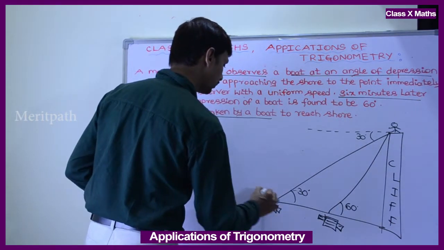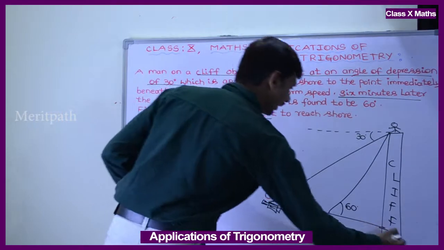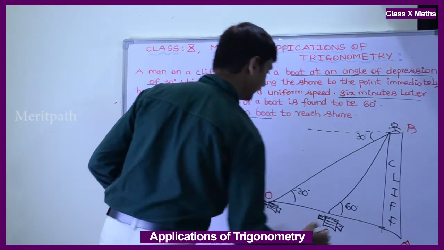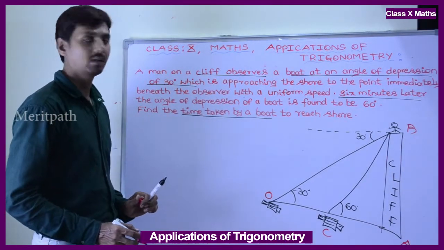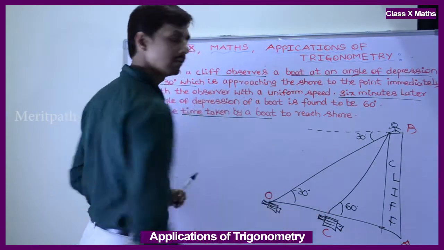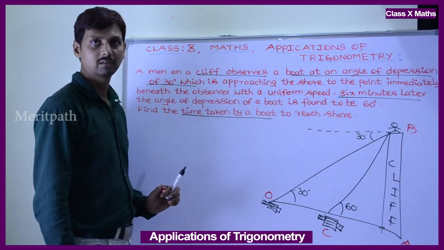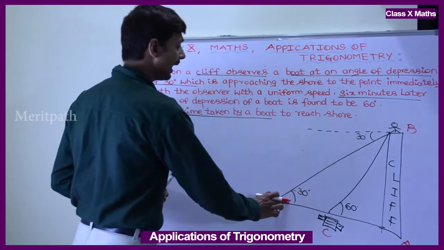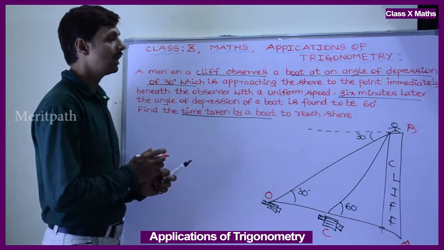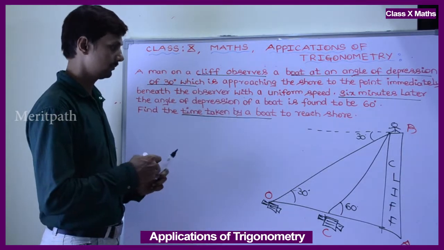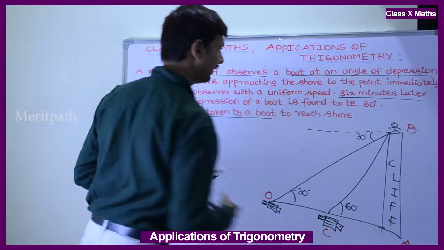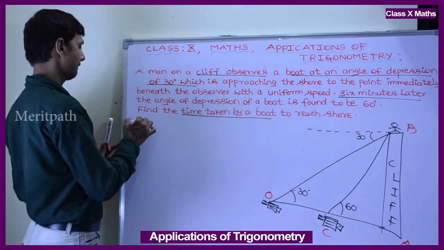So let us take the names. At the starting point, let us take O and A, B and C. Here this is the point C. We need to find the distance traveled by the boat from here to here, after 6 minutes, when the angle changes from 30 degrees to 60 degrees. So this is the height of the cliff.